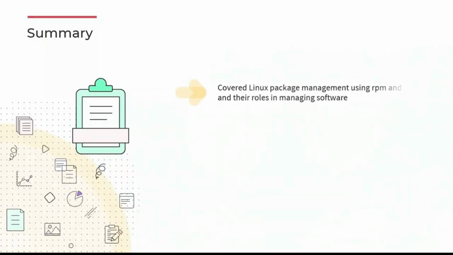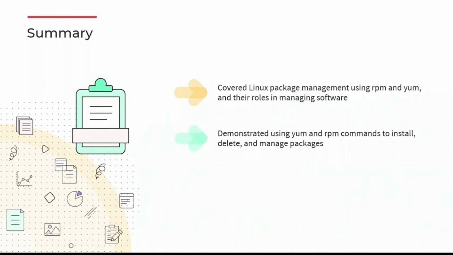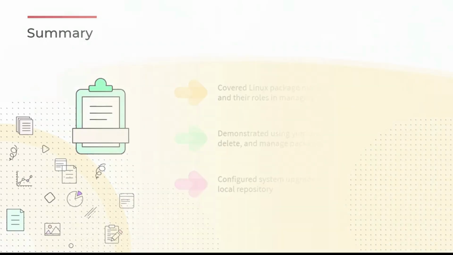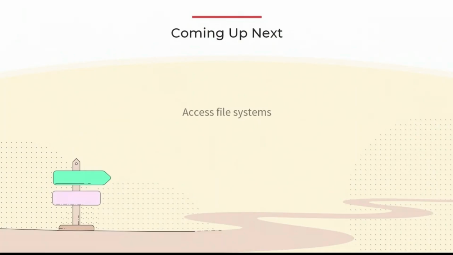In this course, we covered Linux package management using RPM and yum and their roles in managing software. We demonstrated using yum and RPM commands to install, delete, and manage packages. Then, we configured system upgrade management and created a local repository. In the next course, we will take an in-depth look at accessing file systems.